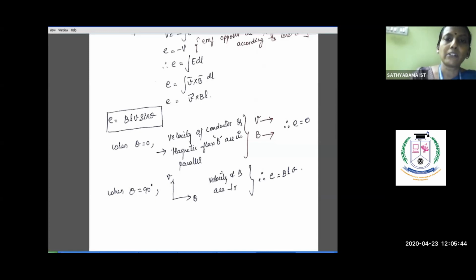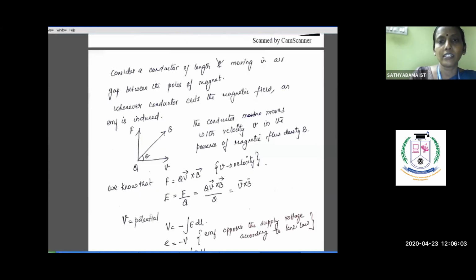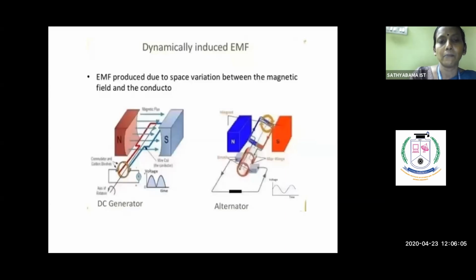We know that when you integrate dl, it becomes L here. A cross B can also be written as AB sine theta. So EMF is equal to BLV sine theta. When theta is 0, your voltage is 0. When theta is 90 degrees, your voltage is maximum. This is what is indicated in your diagram also. When the single turn coil is at 0 degrees, that is, parallel to the magnetic field, the voltage induced is 0. When it is perpendicular to the magnetic field, the voltage induced will be maximum.